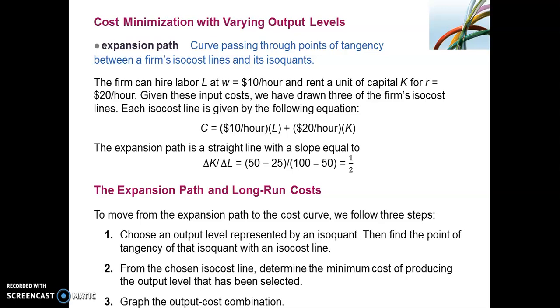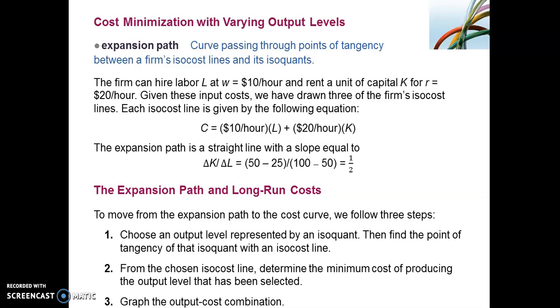So we are given the information that a firm can hire labor, L, at $10 per hour. So that is the $10 per hour, the wage rate. L just represents how much labor may be used. Plus, we are told that the rental rate is $20 per hour. So they could hire units of capital at a rental rate of $20 per hour. So we have our input prices, and from this information, we could derive our isocost line.